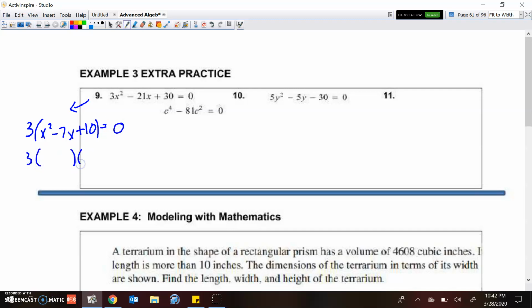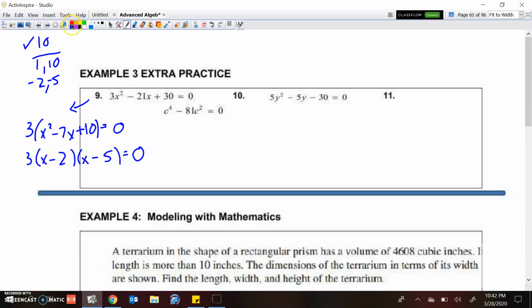Now I can go ahead and factor this one. This one's not too hard to factor in my head. I'm going to see what times what equals x squared, so x and x. What times what equals 10. Two things that multiply to give me 10 but add to give me negative 7. Well, my factors of 10 are 1 and 10, and 2 and 5. So if I make them both negative, negative 2 and negative 5 multiply to give me 10 and add to give me negative 7. So those are my values.